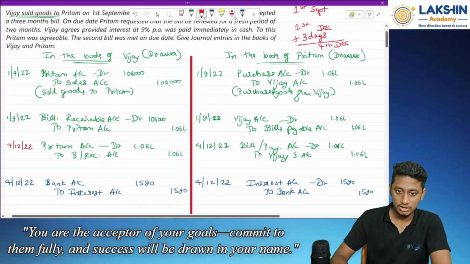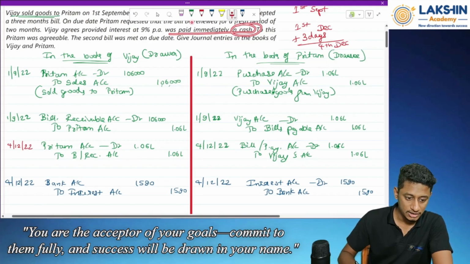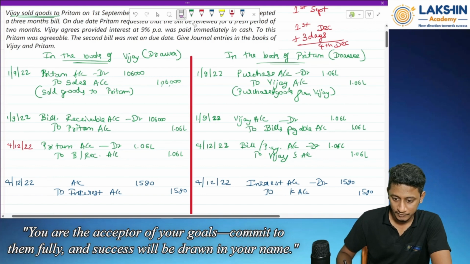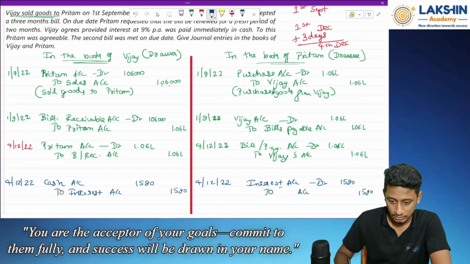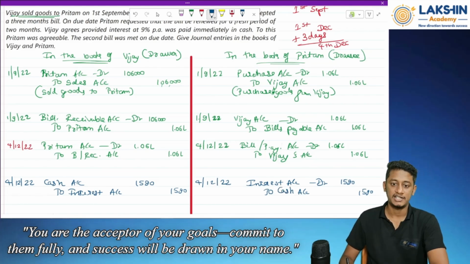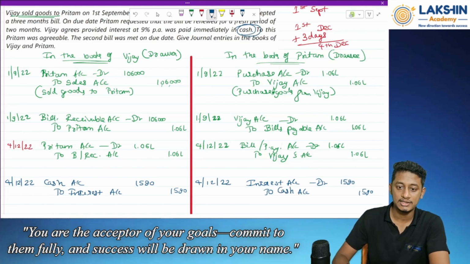And a small correction over here. See, the question says that the interest was paid in cash. So make a small correction: just change bank account to cash account. Because I passed the entry as bank account, make it cash account, because the question clearly says the amount of interest has been paid through cash.